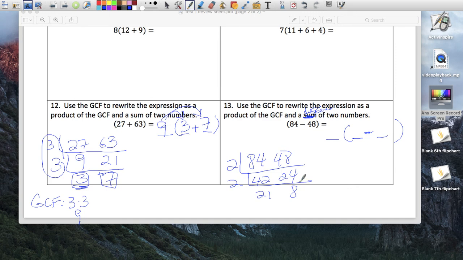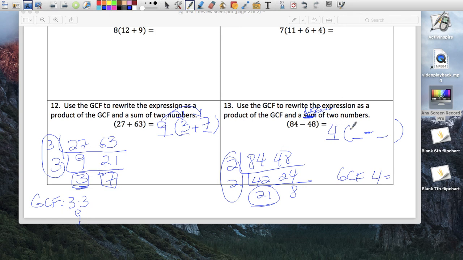That it? 2, no. 3, no. 4, no. I think that's it. I was expecting something a little bigger. So GCF is 4. So 4 goes outside. That's our GCF. 4 times what is 84? Here's our answer. That's why the ladder method comes in nicely.